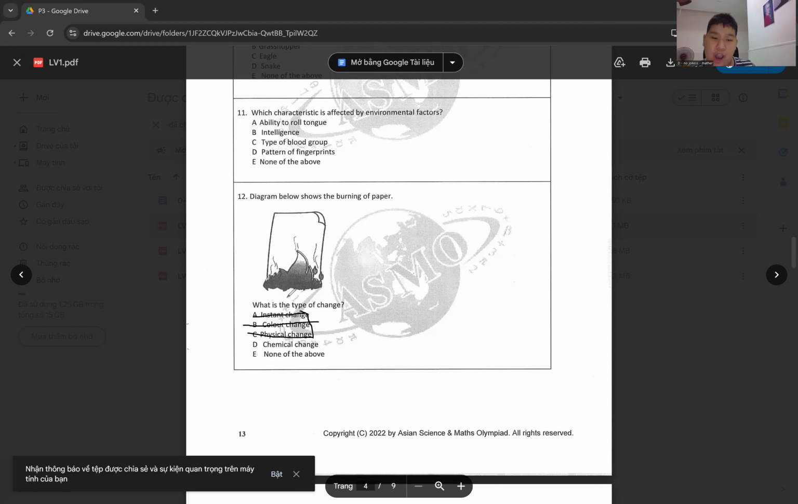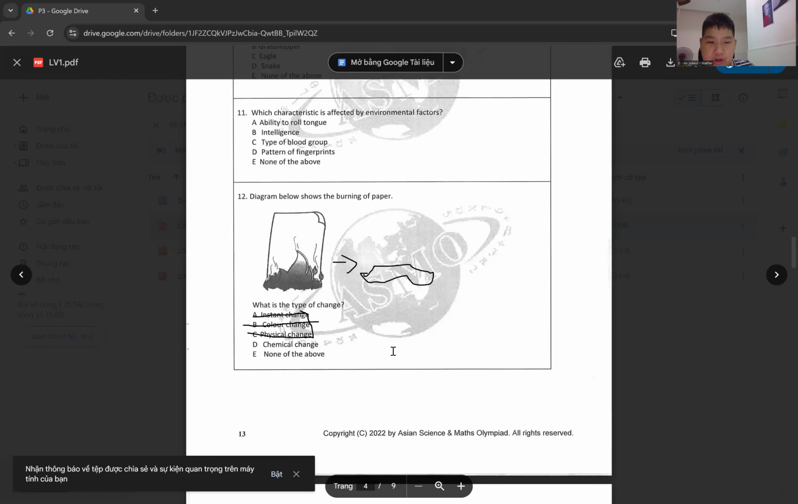Now, instead of fire and paper, it's ash. It becomes ash. It isn't a piece of paper anymore. It's just ash. Therefore, it's a chemical change.